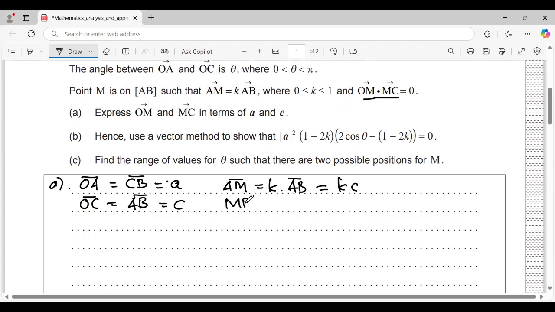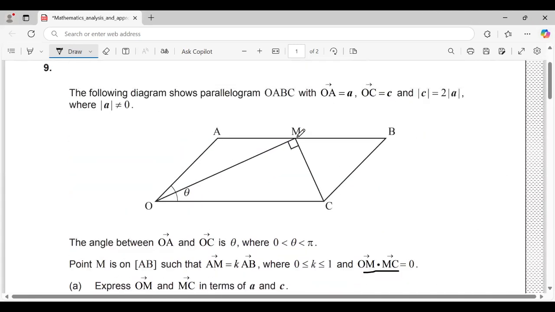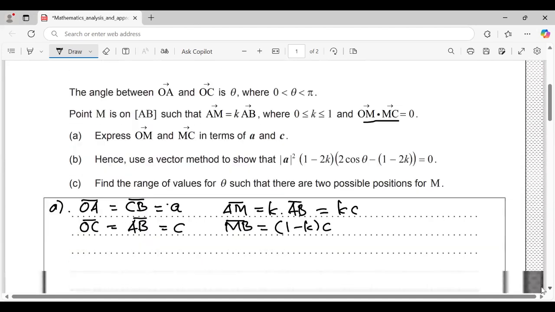MB, vector MB is 1 minus KC. A to B is 1, so MB is 1 minus AM, minus k times C. Right.